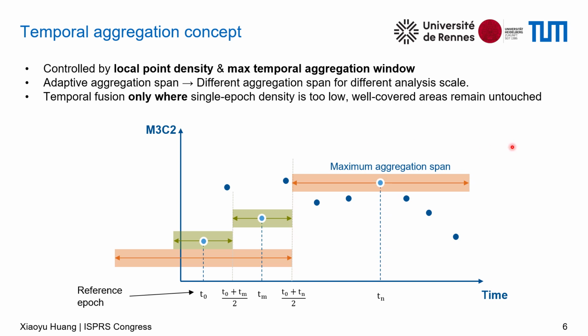Also, well-covered areas remain completely untouched, so we do not apply global smoothing. We only aggregate in the exact local neighborhoods where it is absolutely necessary to recover the geometry.